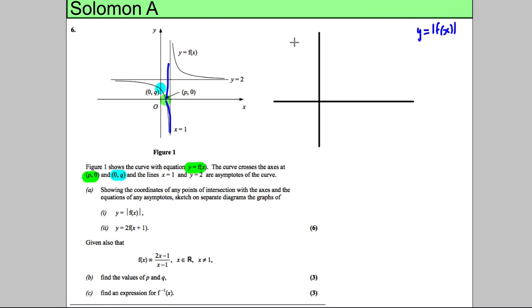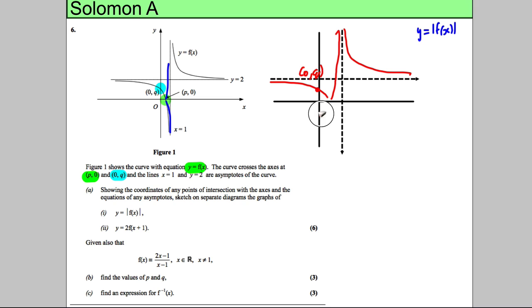So to try and draw those in, let me just draw the asymptotes. The asymptotes are here and here, like that. This is exactly as it was up until this point here, where then it would go up to infinity like that. So the coordinates here would be 0, q here, and this here would be still p, 0. Don't forget to label in the axis. This would still be x equals 1 as an asymptote, and this would still be y equals 2 as an asymptote.